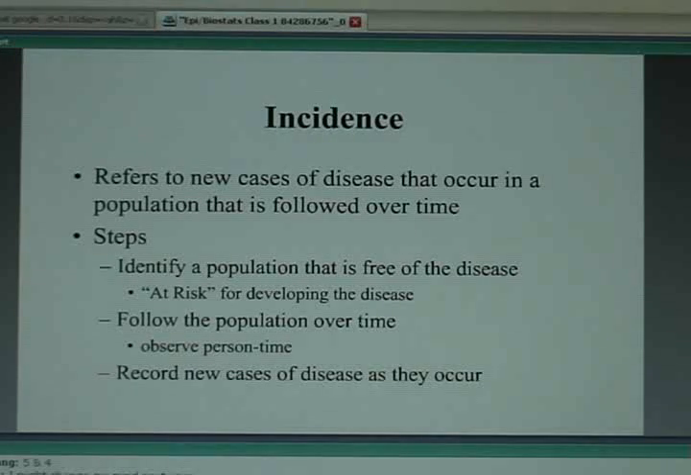High blood pressure who are eating spam, people without high blood pressure who are not eating spam, follow them over time, and record whether high blood pressure develops more commonly among the spam users than among the non-spam users.